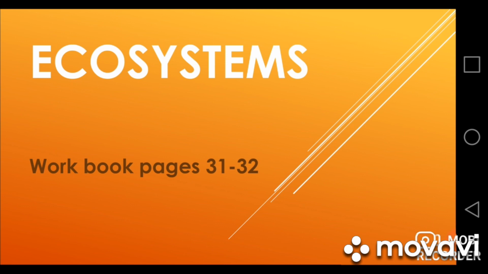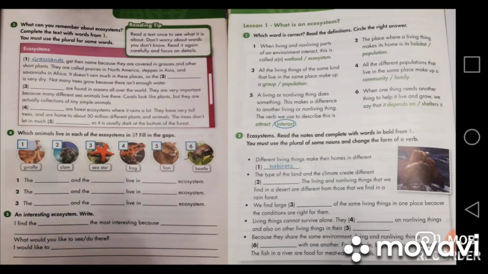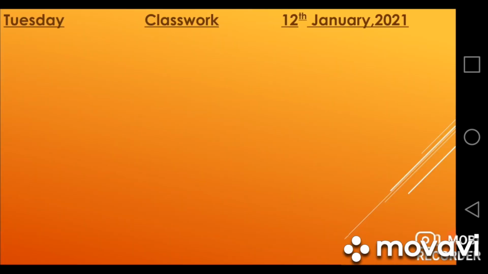Today we are going to do workbook pages 31 and 32. Quickly take out your workbooks and write date and day on these two pages. You will follow this format to write date and day. First of all, hold a pencil and a scale in your hand and draw three lines like this. One in the upper right corner, one in the middle of the page, and one in the upper left corner.